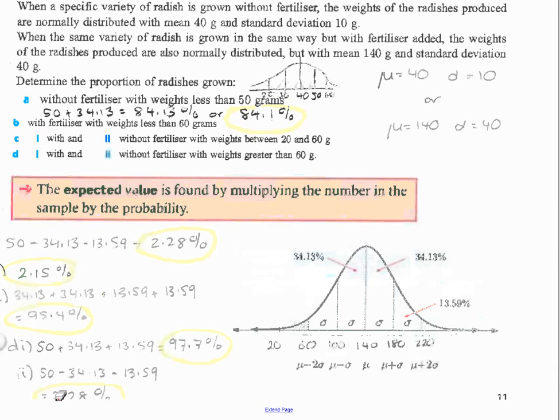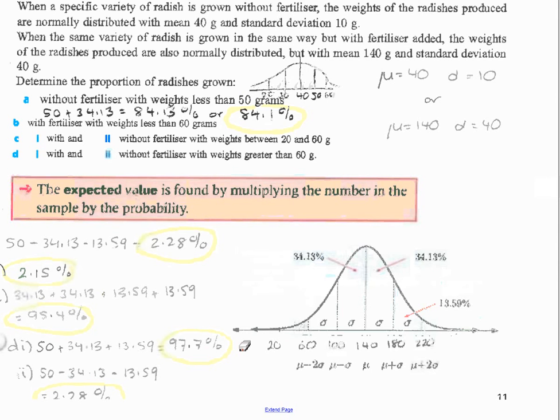And for this one with fertilizer, it was for greater than 60. So greater than 60 is that big amount up here. You can think of that almost as being 100% minus that. So it could be 100% minus 2.15 minus 0.13, or you could have just done 13.59 plus 34.13 plus 34.13 plus 13.59. Or you could have done even easier, 50% is that whole bit here, plus 34.13 plus 13.59. And you can see that's what I did there, 97.7%.